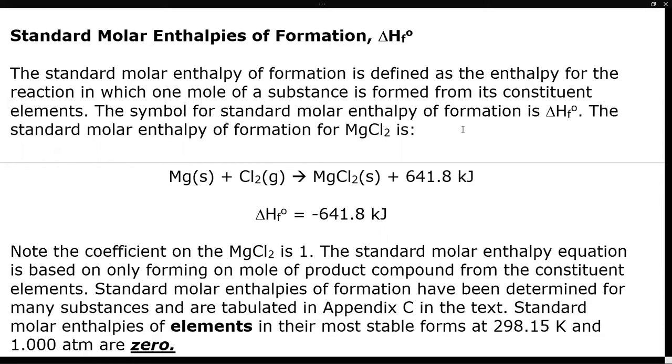Note the coefficient of the magnesium is 1 and it's formed from elements in their standard state. That is the way they'd normally be at room temperature. And those standard enthalpies of formation are good at 298.15 Kelvin and 1.8 atmosphere. And if it's an element, then the delta heat of formation will be 0. And you don't really have to look that one up in the table per se.